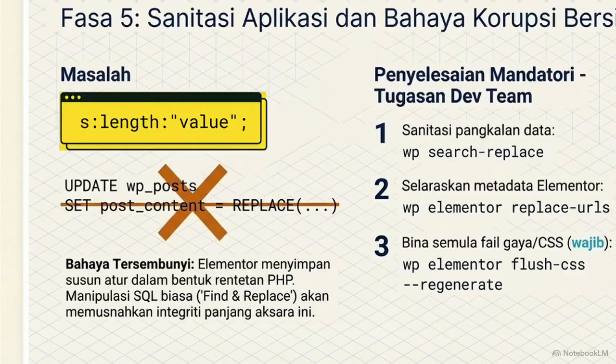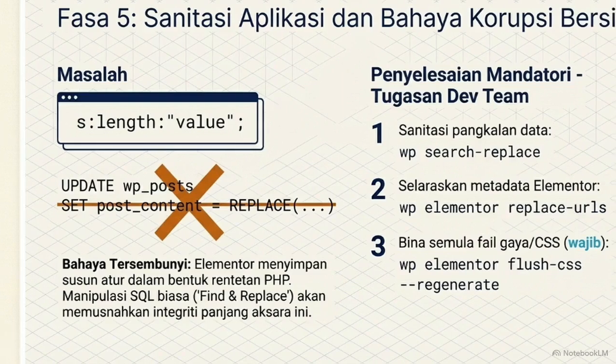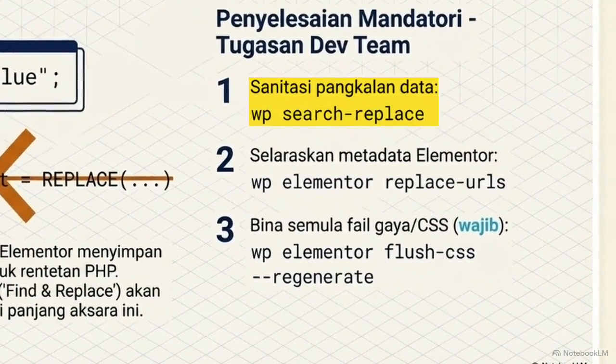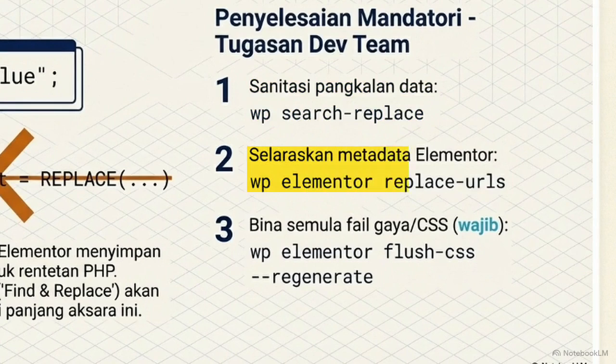Elementor stores button padding, hex codes, and typography as length-delimited PHP strings. If a manual SQL update changes a URL but doesn't update the character count in the metadata, the PHP engine finds a structural mismatch and fails to read the data. This breaks the entire visual layout. To protect the layout, the development team must use serialization-aware WP CLI commands. We run WP search replace to update text while recalculating array lengths, followed by WP Elementor replace URLs for internal metadata. Finally, we execute WP Elementor flush CSS to rebuild the physical style sheets.